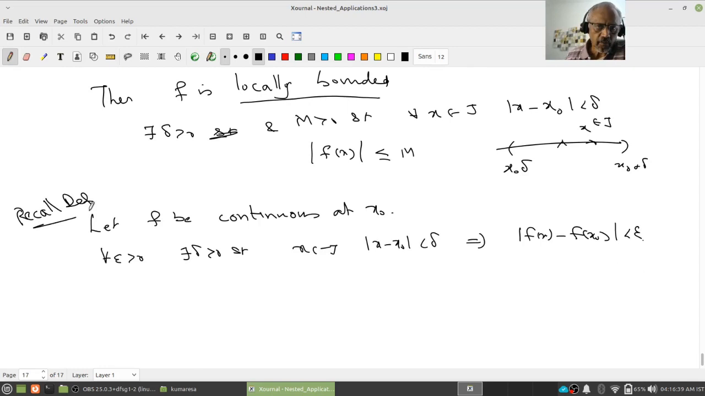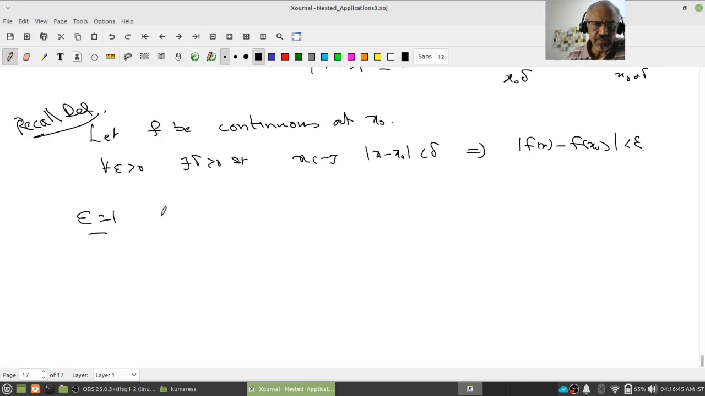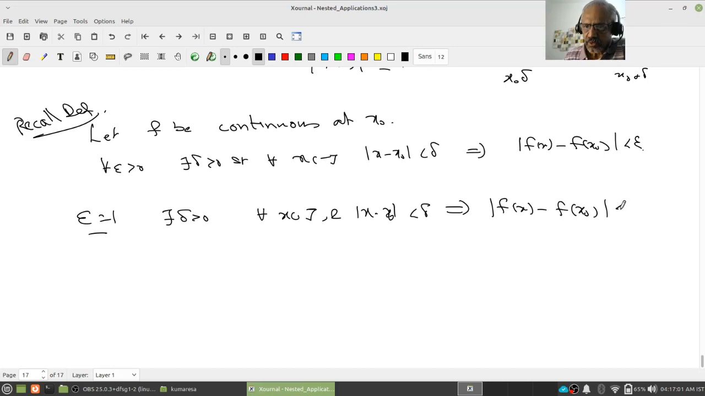Right. Now let us apply this to epsilon equal to 1. For epsilon equal to 1, again there is a delta positive, so that for all x in J with mod x minus x naught less than delta, we should have mod fx minus mod fx naught less than 1. But what do I want to prove? I want to prove local boundedness, that is, I want to find an M so that for all x in J with mod x minus x naught less than delta, mod fx is less than or equal to M. Okay, how do I do that?